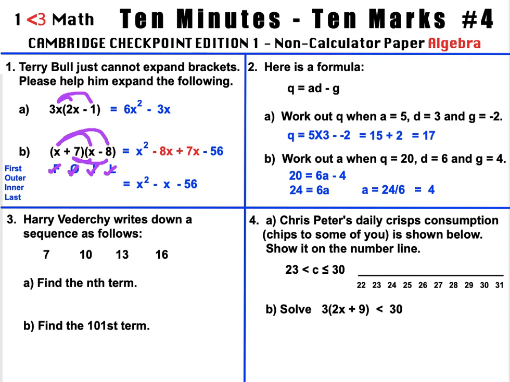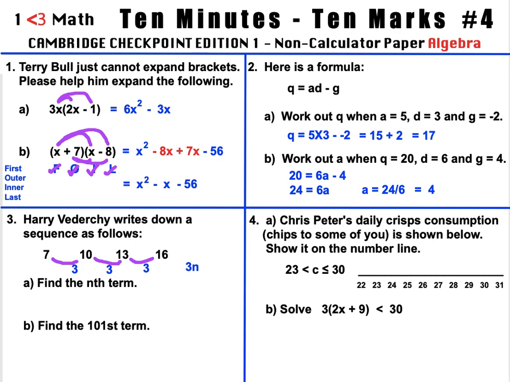Find the nth term. This is also known as the general term. What we need to do for sequences is find the difference. The difference is 3 from 7 to 10. From 10 to 13 is 3. And from 13 to 16, it's also 3. Because of that, we can write down 3n.